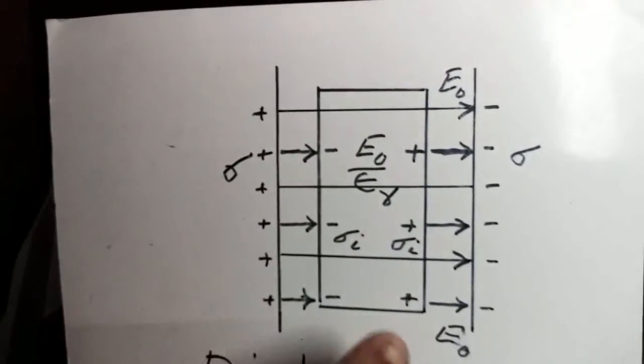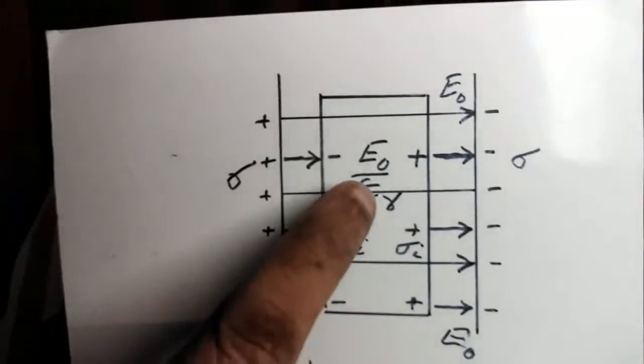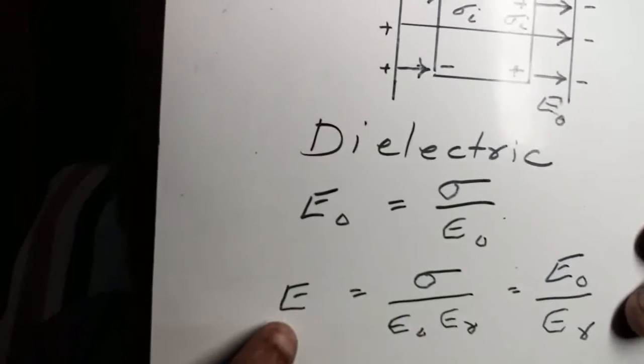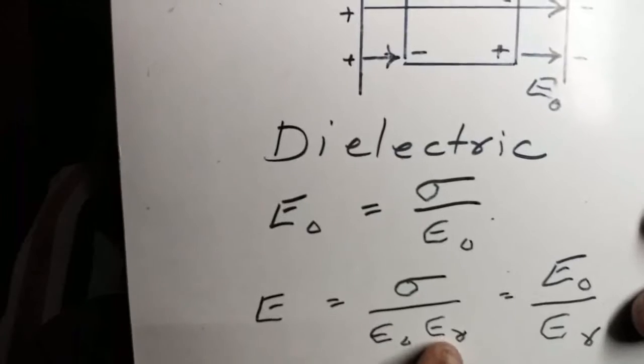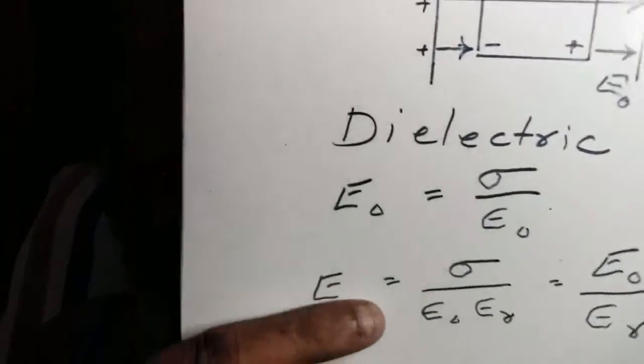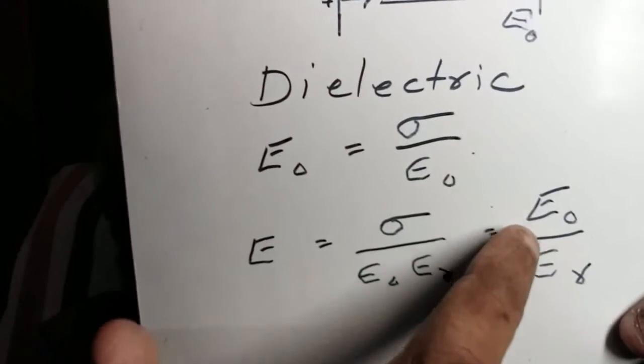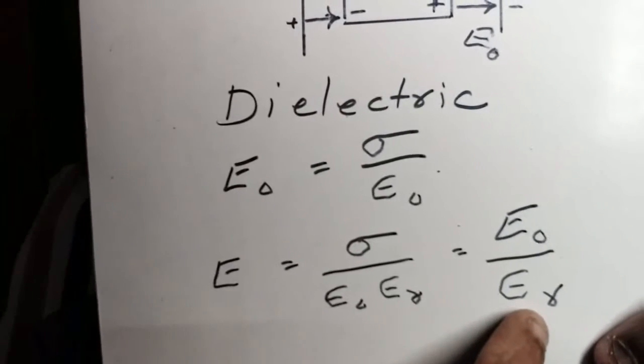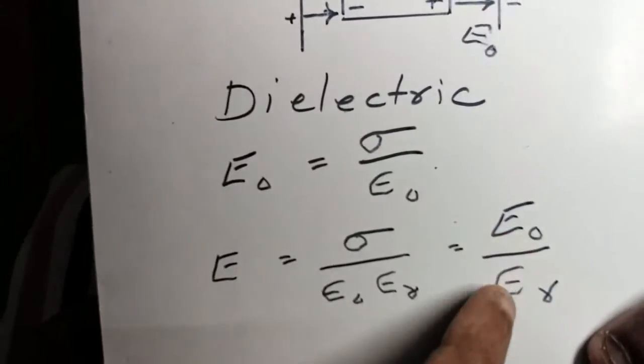due to polarization of the molecules of the material. As a result, we have seen earlier that the intensity of electric field inside the material is reduced to E equals sigma by epsilon 0 epsilon r. But sigma by epsilon 0 is E0, so the field inside the material is E0 by epsilon r. Epsilon r is the relative permittivity or dielectric constant, which is always greater than 1, so that E is less than E0. Thus, there is a reduction in the strength of the electric field as the material is placed inside an external electric field. This reduction in field is the effect of polarization.